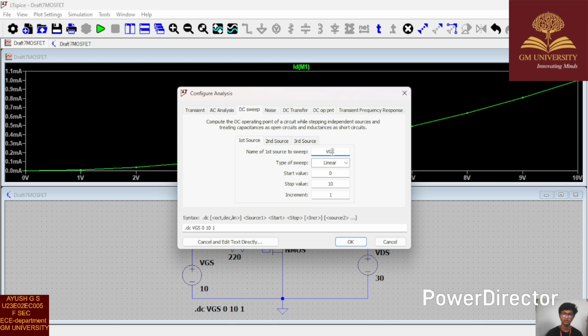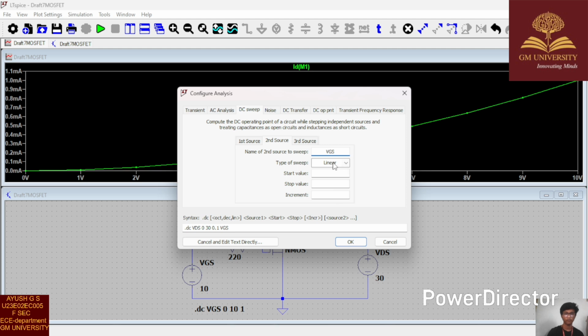The first source we will consider as VDS. It will be linear, starting from 0, and we will stop at 30, and the increment we will consider as 0.1. As much as you want, you can do that. I considered here 0.1, and in the second source I will consider VGS.